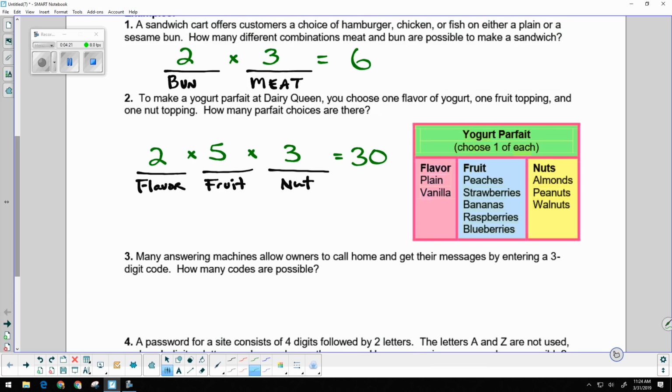Okay, now notice these were all independent events so far because what type of bun doesn't affect the type of meat and vice versa in example 1. All right, and then example 2, the flavor of yogurt doesn't affect the fruit we put on it, doesn't affect which types of nuts that we choose.